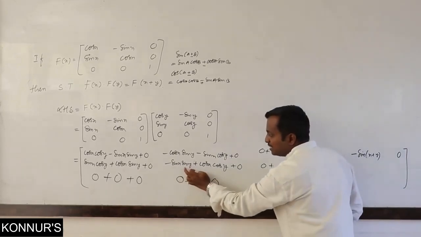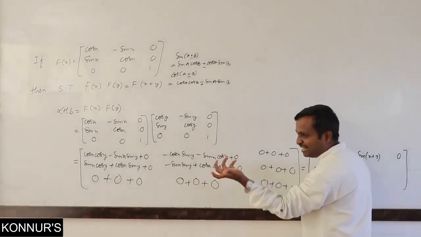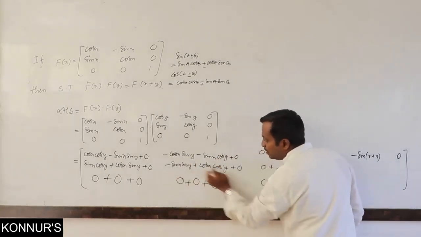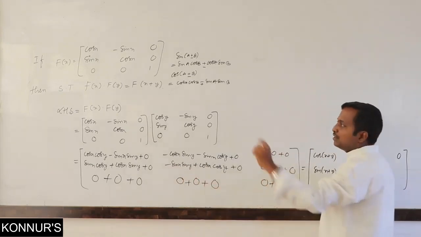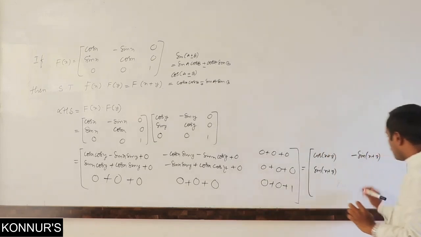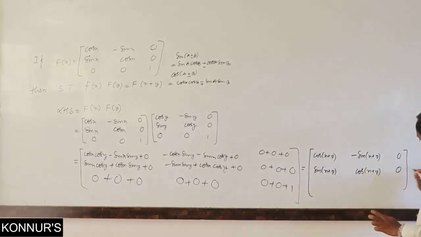Again here observe, minus sin x sin y plus cos x cos y. You can reread it: cos x cos y minus sin x sin y. It is nothing but again cos of x plus y. Next, 0 plus 0 plus 0, 0.